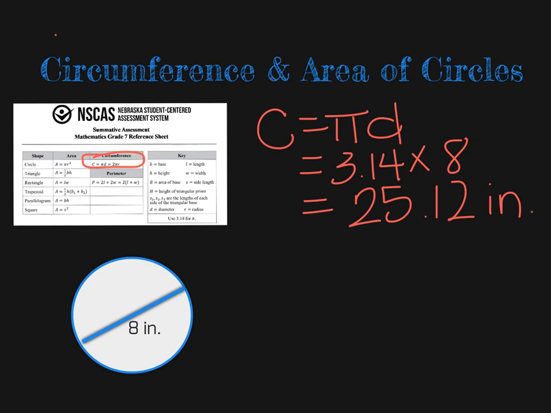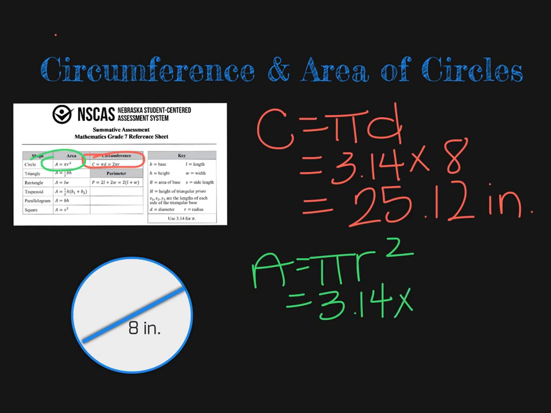To do area of my circle, I go find my formula for area of the circle, and I just copy that down. Area is equal to pi times radius squared. Again, I'm going to substitute 3.14 for pi. And my radius, remember, is only half of my circle. So if it's 8 all the way across for my diameter, my radius would be 4. So that's times my radius squared, or 4 squared. That means 3.14 times 16.